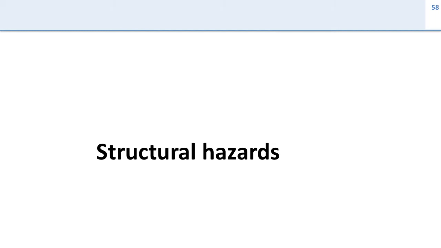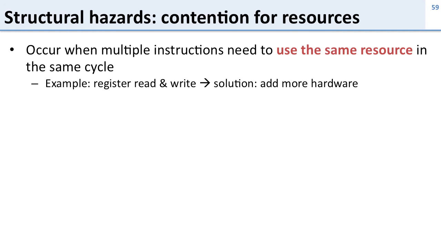So now we've talked about two of the types of hazards. We've talked about data hazards and control hazards, and now we're going to talk about structural hazards, which are the third general type of hazards. So structural hazards occur when multiple instructions need to use the same resource in the same cycle. So that the same piece of hardware is being used by multiple instructions.